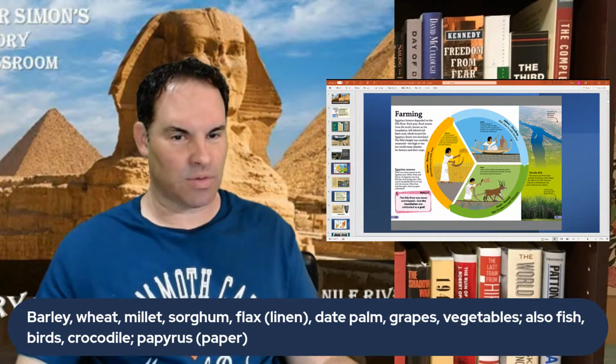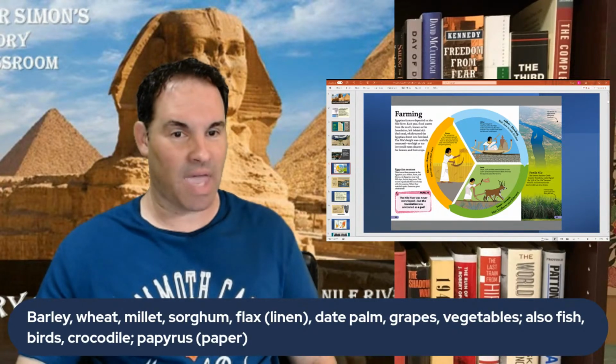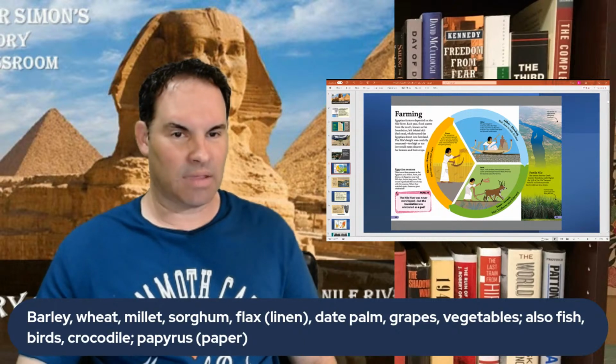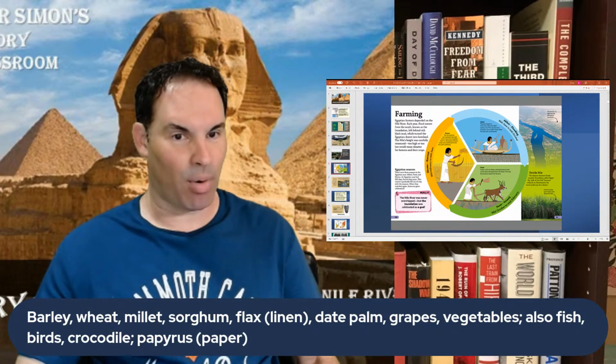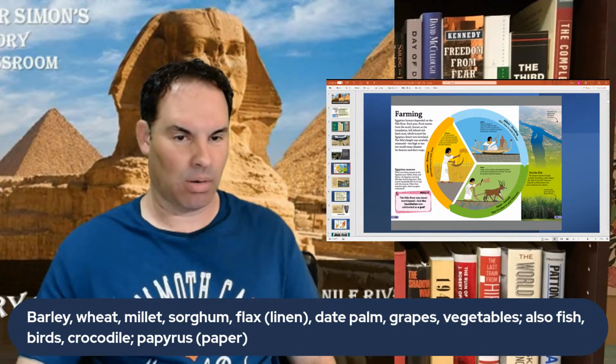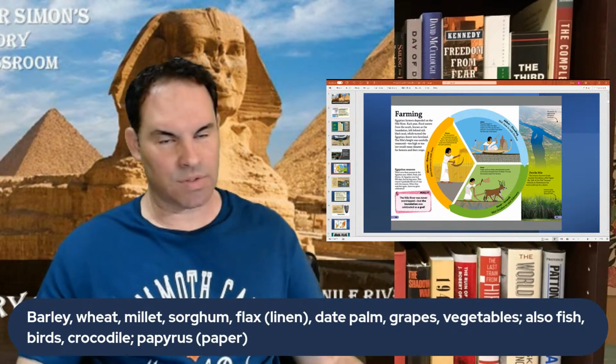Papyrus, which a little short video talked about, of course, was a type of hedge plant that grew in the Nile River. They would make paper out of it. In fact, the word paper originated from the word papyrus.